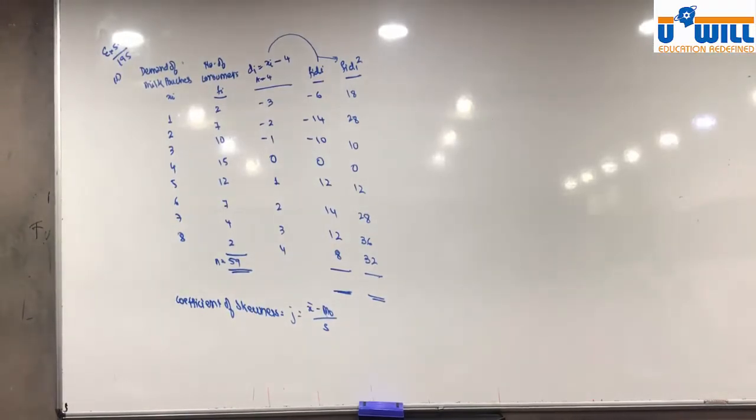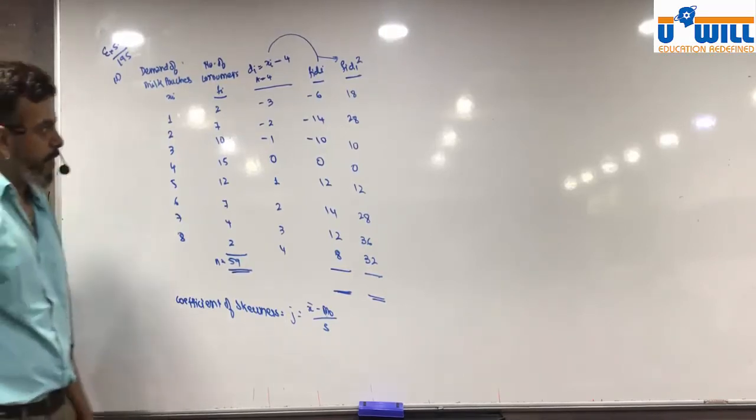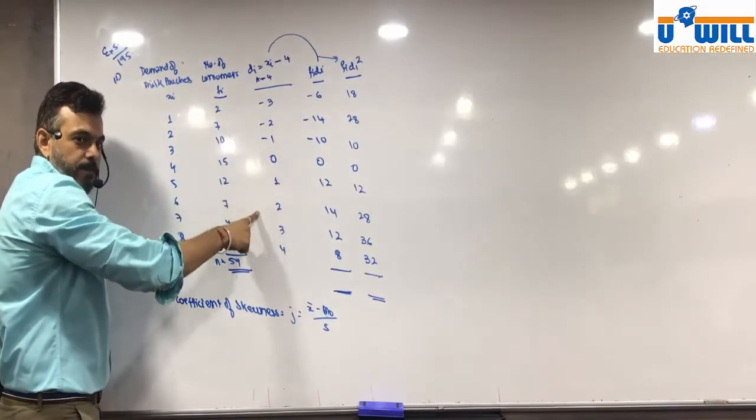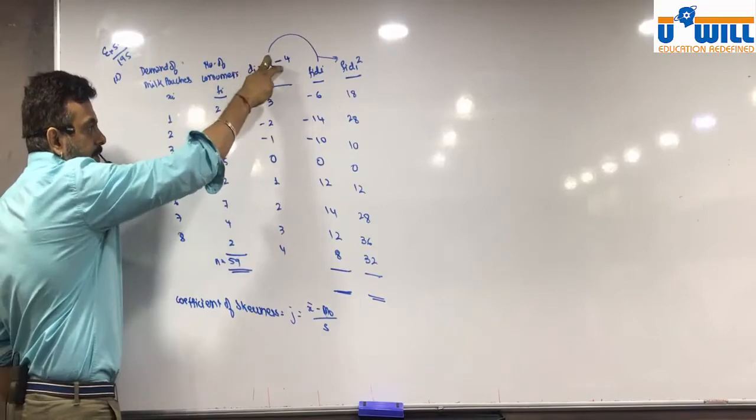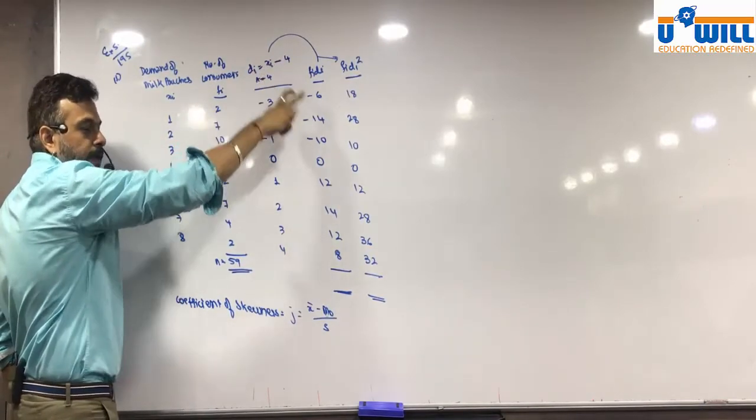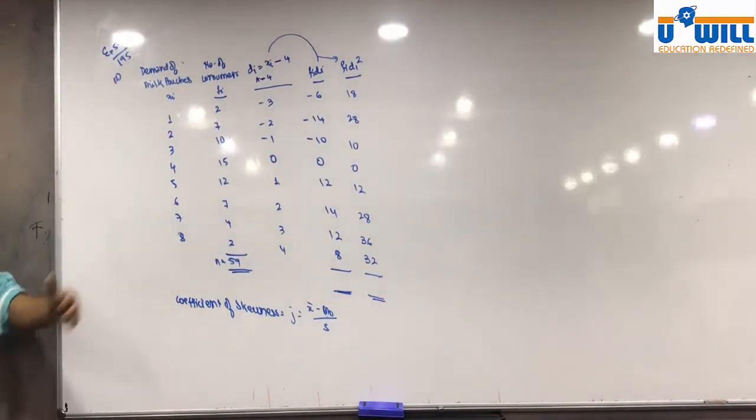Did you understand how -3 came? xi minus a. Assuming, you can take any number, but generally we take a number which has the highest frequency.